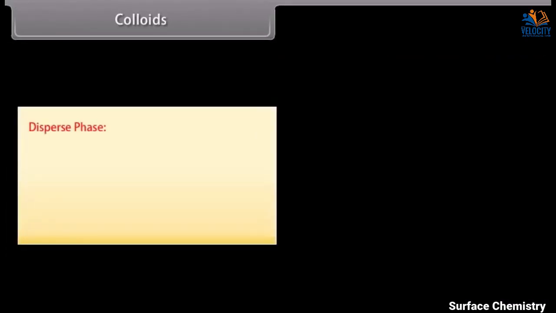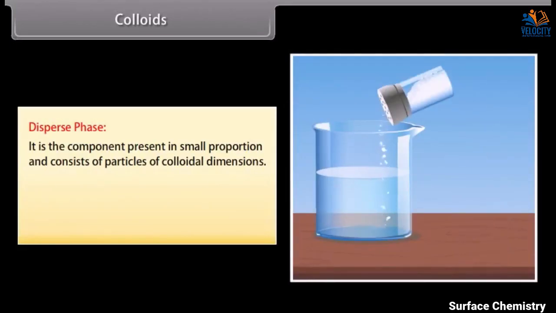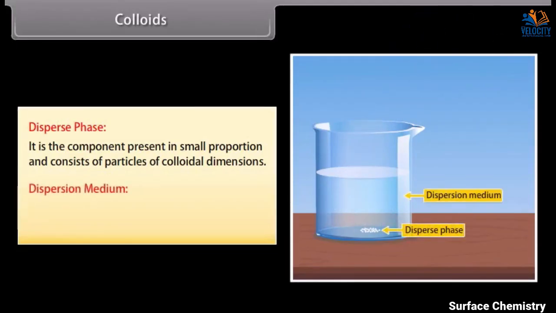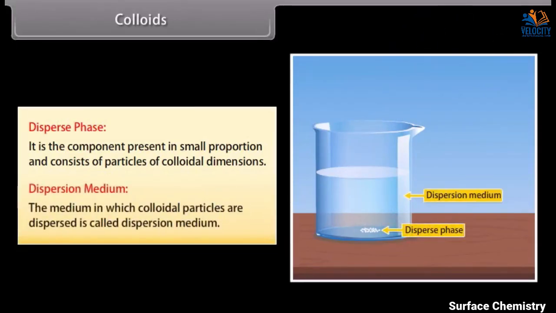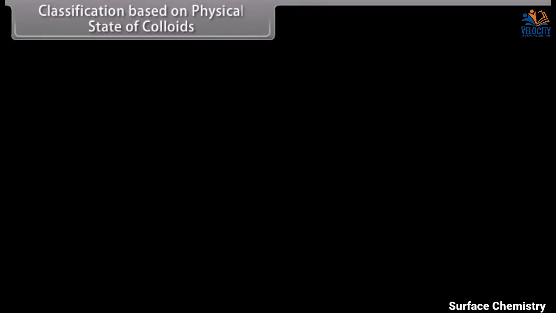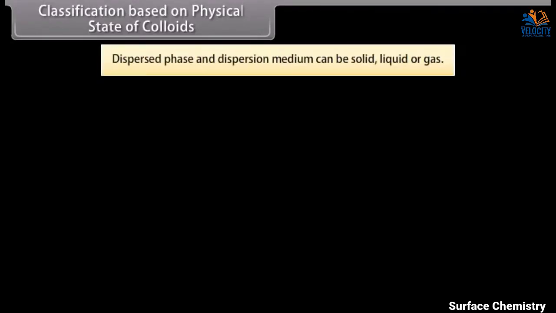Disperse phase. It is the component present in small proportion and consists of particles of colloidal dimensions. Dispersion medium. The medium in which colloidal particles are dispersed is called the dispersion medium. Classification based on physical state of colloids. Dispersed phase and dispersion medium can be solid, liquid, or gas.